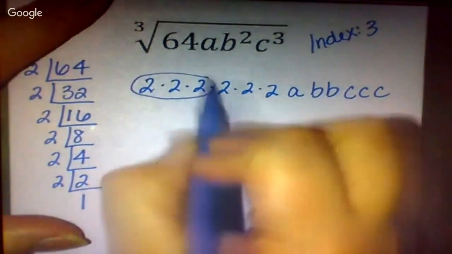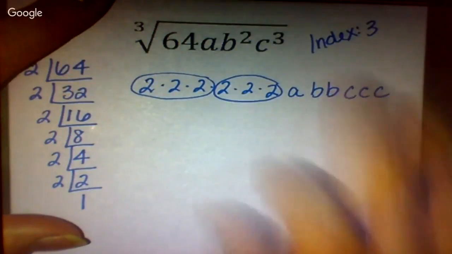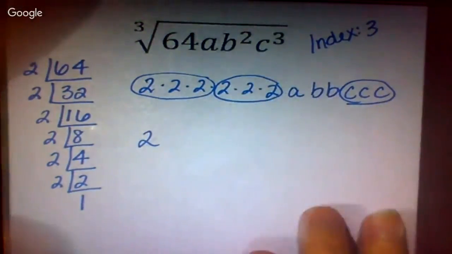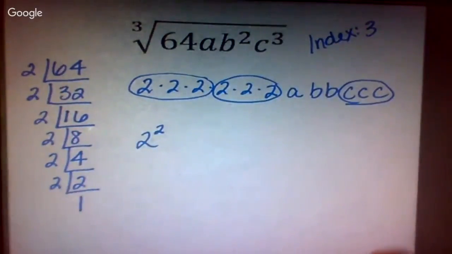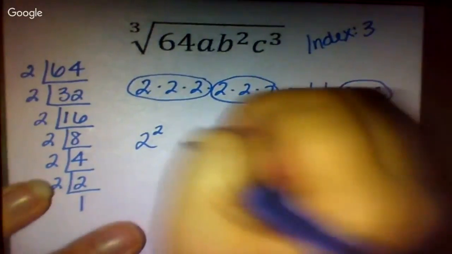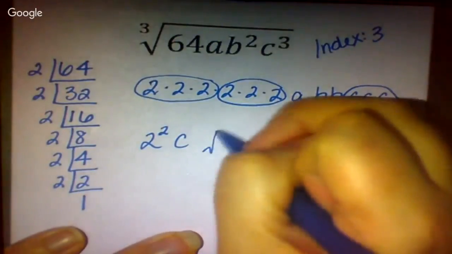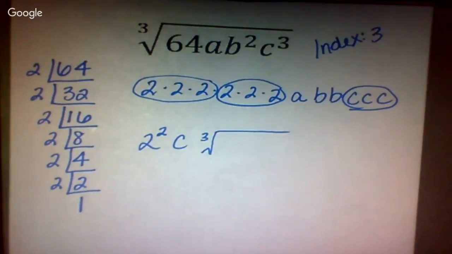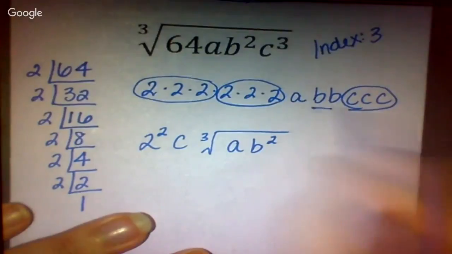Okay, you've got 1, 2. Can I circle any A's? No. What about B's? No. What about C's? Yes. Okay, so I've circled 2s. How many groups? 2. So that's 2 to the second power. I circled a C. How many? 1, so leave it alone. Draw down your cubed root. What goes back underneath of it? A and B squared, because there's 2 B's left over.